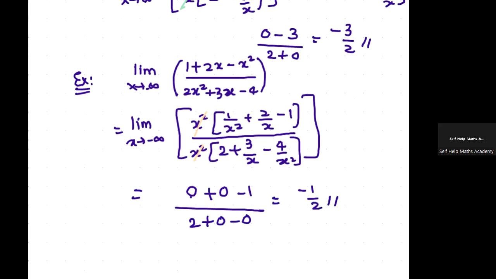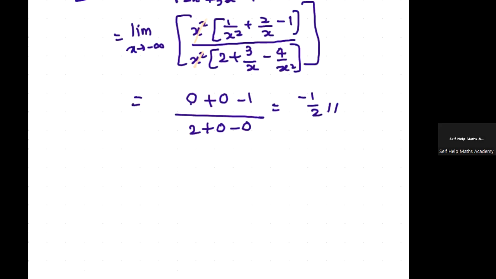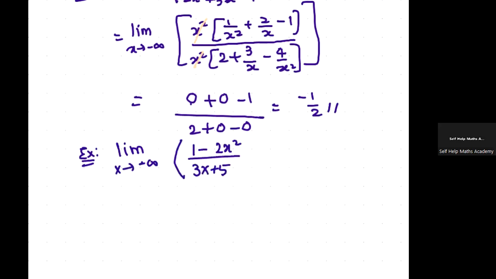Okay, so this is how we are solving the examples with respect to the limits. Let's see another example. We have, let's see, the limit as x is tending to negative infinity of (1 - 2x²) upon (3x + 5). So again, in the denominator, the highest power is x. So x is tending to negative infinity, so we can take x out. This is 3 plus 5 over x.